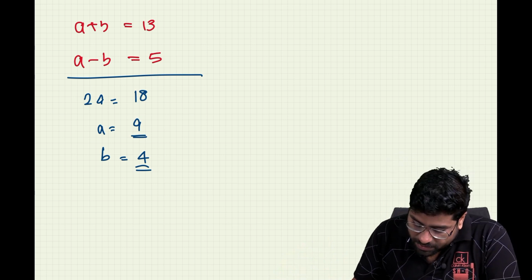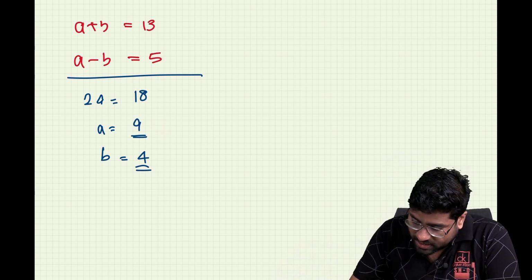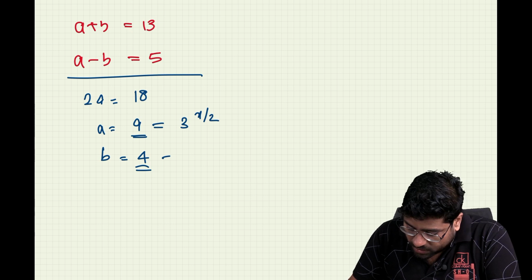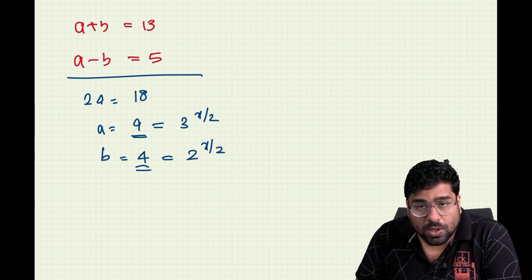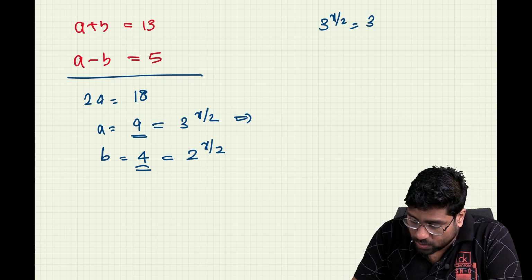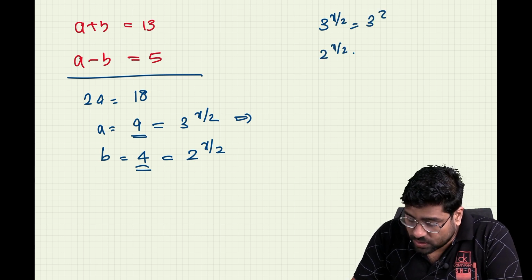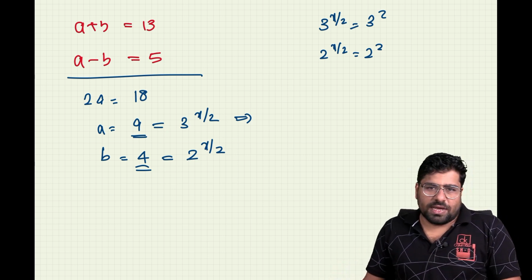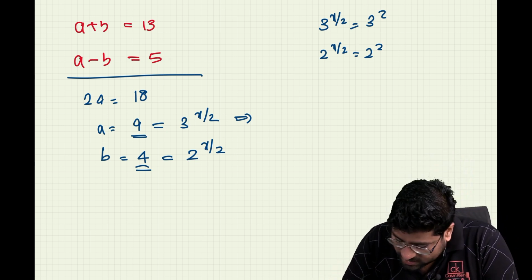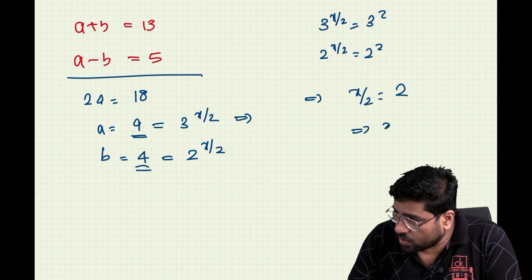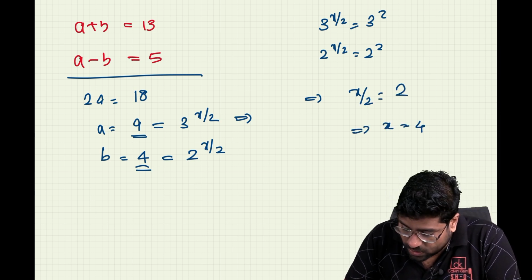Now let's try that. a can be written as 9, which is equal to 3 raised to x by 2, and 4 can be written as 2 raised to x by 2. So from this we can say that 3 raised to x by 2 is equal to 3 square, and 2 raised to x by 2 is equal to 2 square. Now we can go for the concept of comparison. In both the cases you will get x by 2 is equal to 2, so you end up getting the value of x is equal to 4.